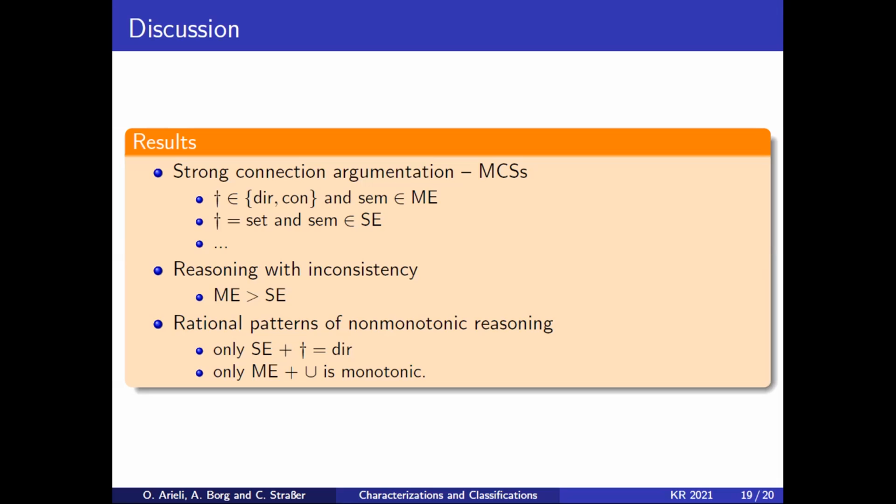Like I said, there is a strong connection between argumentation and maximally consistent subsets, especially for direct attacks and consistency attacks together with multi-extension semantics, or with set attacks and single extension semantics, and some more subtle results. If it's about inconsistency handling, multi-extension semantics perform better than single extension semantics. If it's about non-monotonic reasoning, the single extension semantics together with the direct attacks are the ones that perform best. But only multi-extension semantics together with credulous reasoning is monotonic.